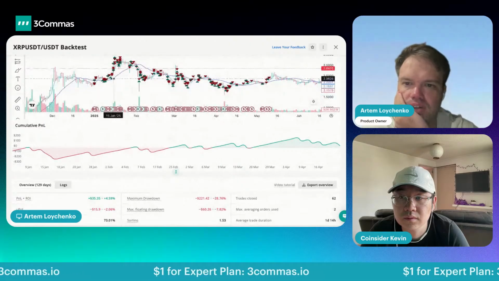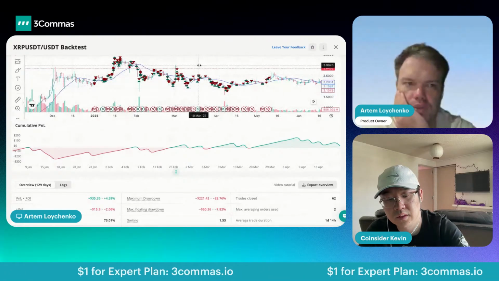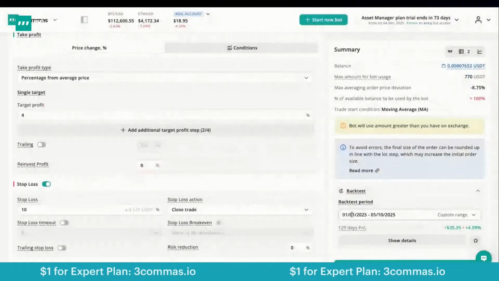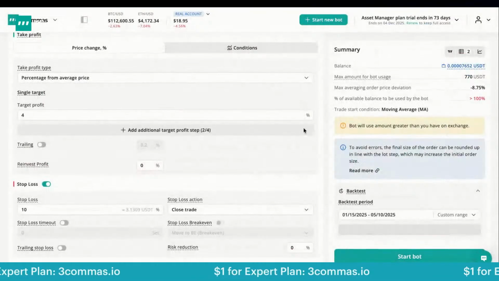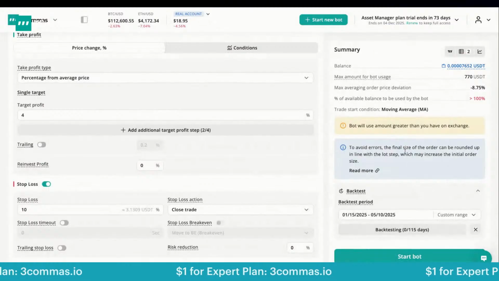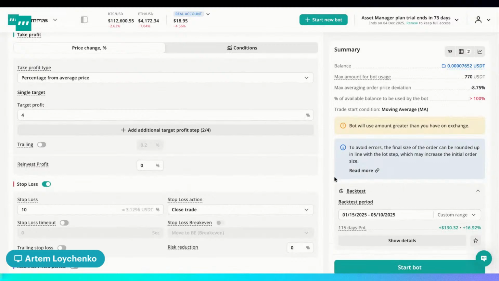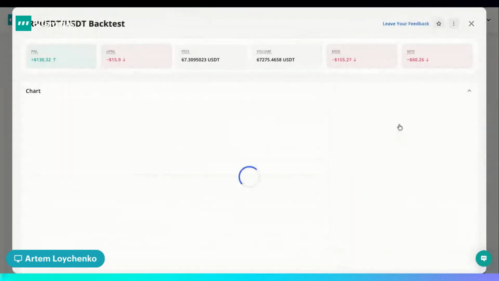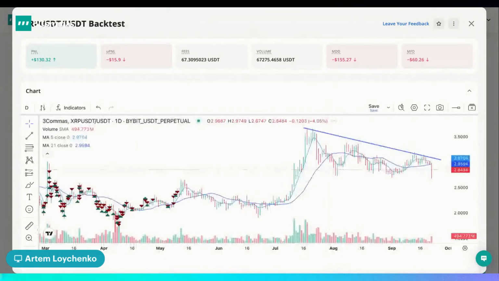And I think I got it wrong. Yeah, I actually wanted it from 15th of January, and I did it wrong, right? I did from the first one. The results should be better because a lot of stop losses were hit in the beginning. Yeah, this is better, and this is because of the shorter period setup.